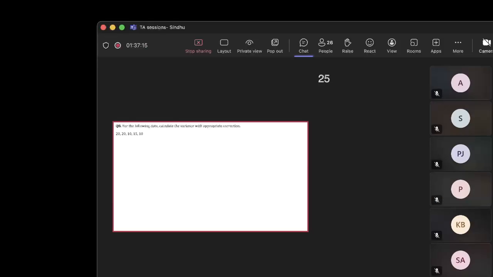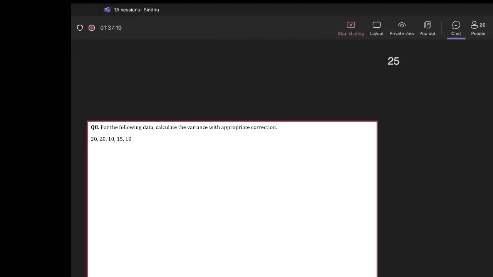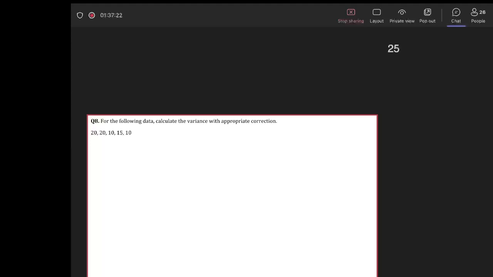Okay, so some of you have got the answer. So let's check if it is correct or not. So they are asking to calculate the variance. So to get the variance, the first step is to calculate the mean. So you have to add all the values and divide by total number of values, which is 5. So the mean that you are getting is 15.